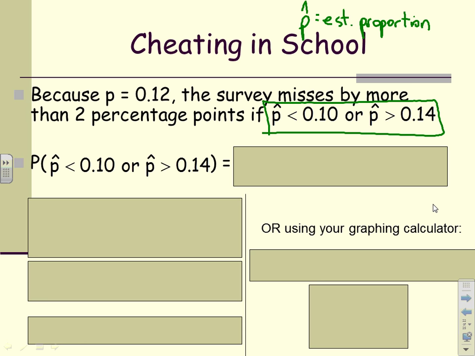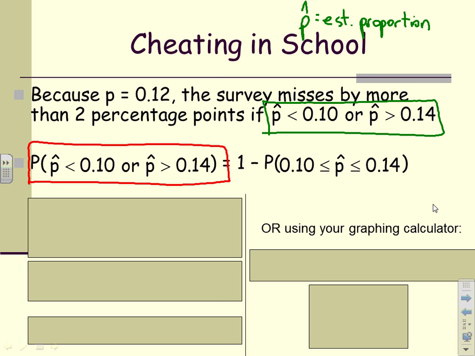Okay, estimated proportion. Because we don't know the true national proportion, we're just looking at this sample and trying to estimate the true proportion. So this is our statement that we're looking at. The probability that p hat is less than 0.10 or greater than 0.14. Another way to look at that is really to look at saying 1 minus the probability that it's between 0.10 and 0.14, and maybe we should draw the situation here to see it a little bit better.